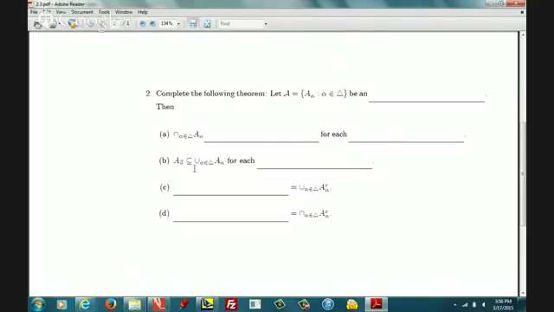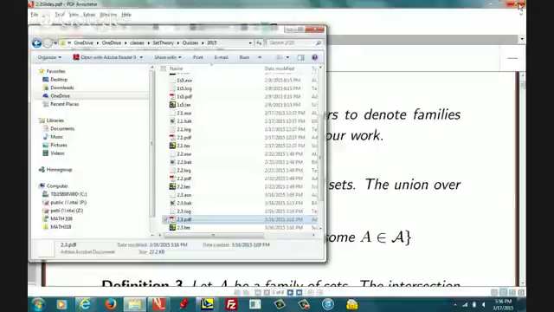And then A sub beta is a subset of the union over alpha in triangle of A sub alpha, for each beta in triangle. And then this is De Morgan's laws. The complement of the intersection is equal to the union of the complements. And then the complement of the union is equal to the intersection of the complements. Okay, so that was our quiz.